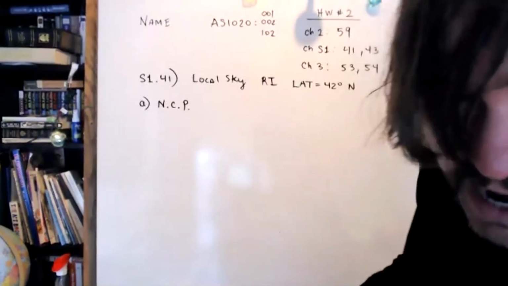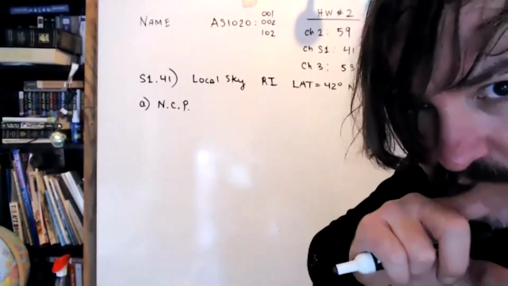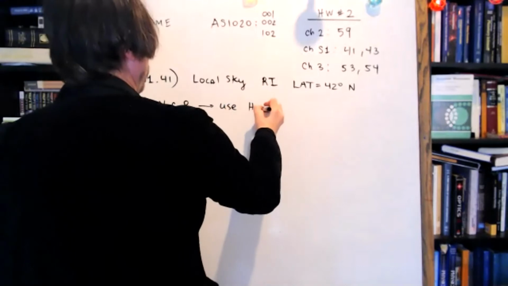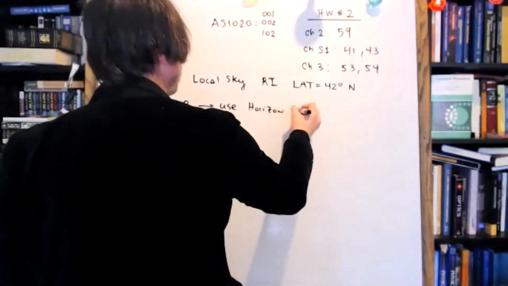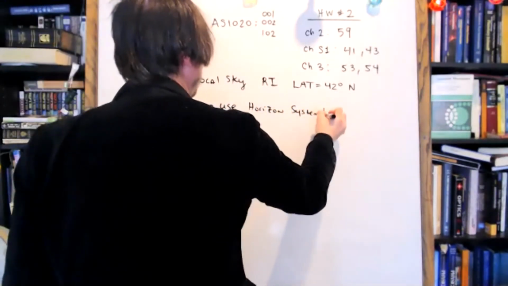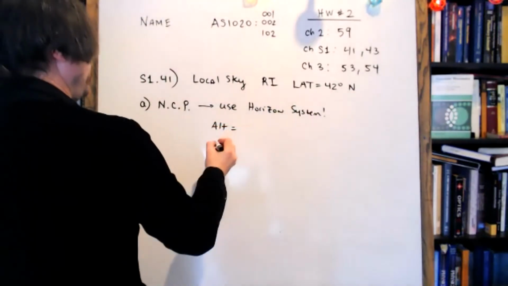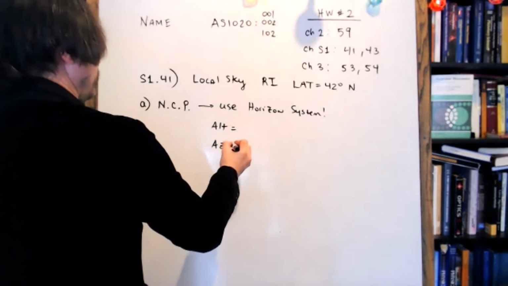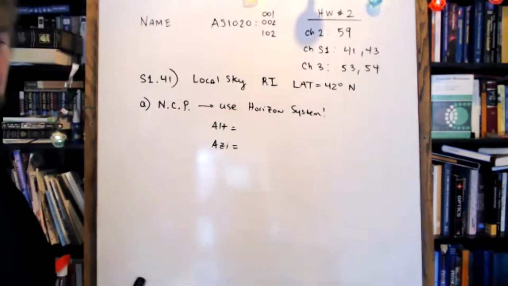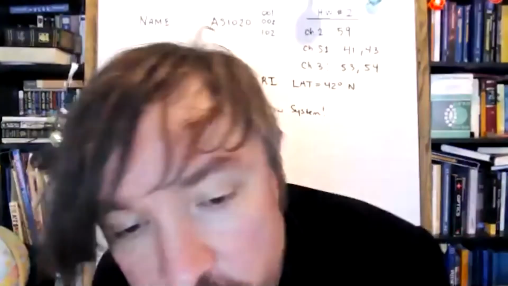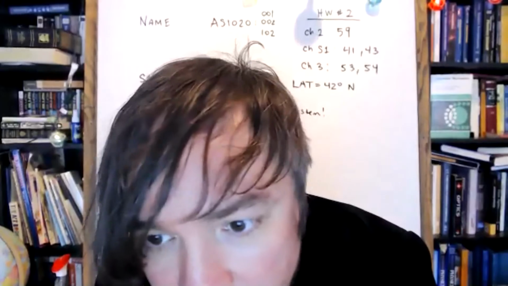So in that case, we'd probably want to use the horizon system. Let's write that down. We want to use the horizon system. And the horizon system has two angles, altitude and azimuth. And I want you guys to think about it. What is the altitude and the azimuth of the North Celestial Pole? So let me help you understand what's going on here.